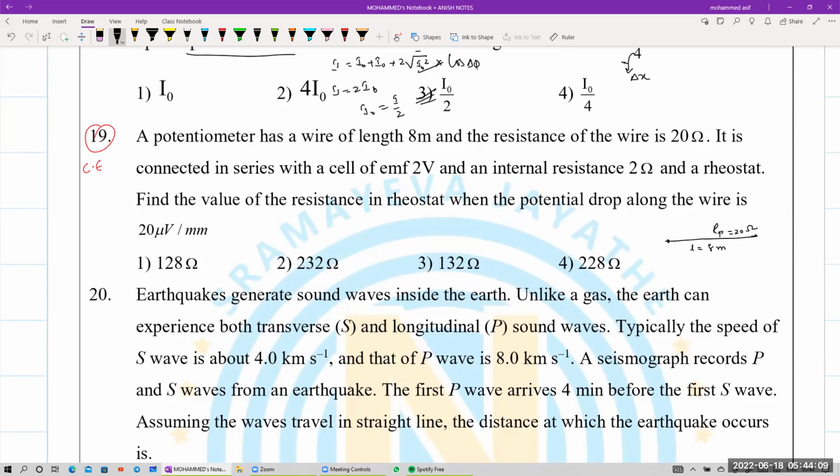It is connected in series with a cell of 2 volts and internal resistance of 2 ohms and a rheostat. So here somewhere there is a cell, internal resistance and rheostat. Find the value of the resistance in the rheostat when the potential drop along the wire is 20 microvolts per mm. This is connected to some galvanometer, and somewhere here is the connection.